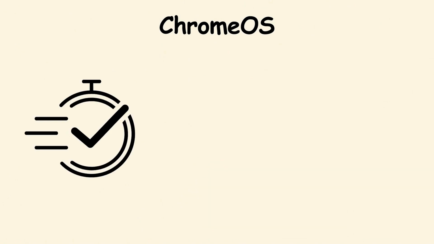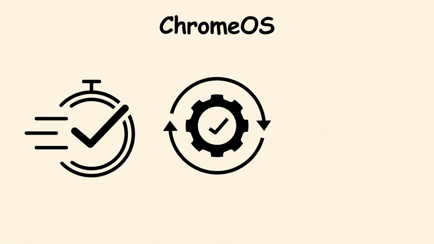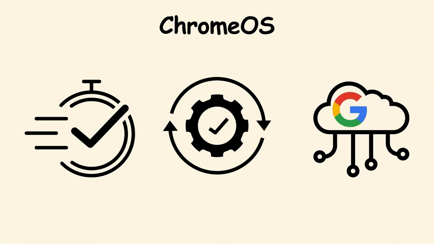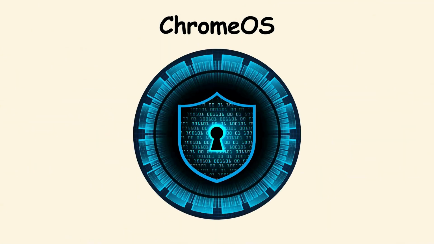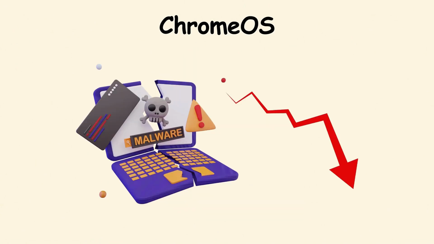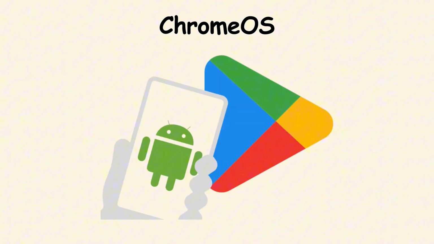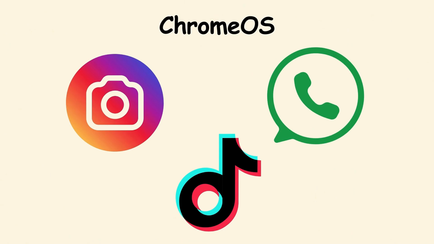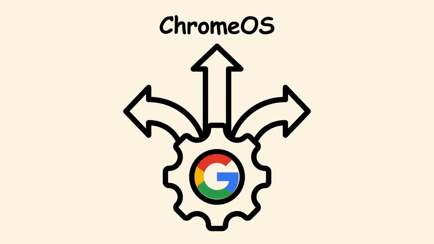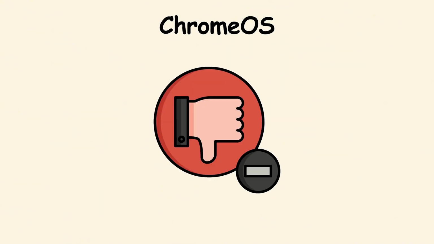Boot up is super fast, automatic updates run quietly in the background, and most tasks are handled on Google's remote servers. That makes the system highly secure, less chance of malware or corruption on device. It also supports Android apps from Google Play, so you can install Instagram, WhatsApp, or TikTok on your Chromebook, adding versatility to what otherwise is just a browser OS.